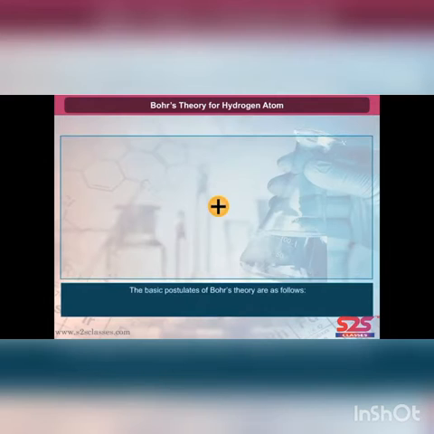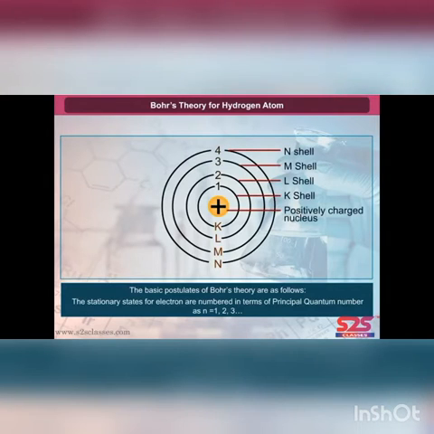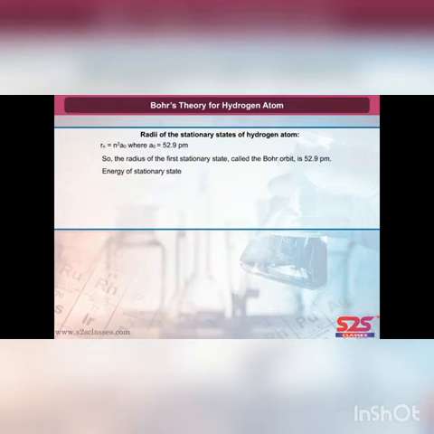Bohr's theory of hydrogen atom. The basic postulates of Bohr's theory are as follows. The stationary states for electron are numbered in terms of principal quantum number as n is equal to 1, 2, 3 and so on. For hydrogen atom, the radii of the stationary states are expressed as r_n is equal to n squared a naught, where the value of a naught is 52.9 picometers. So the radius of the first stationary state, called the Bohr orbit, is 52.9 picometers.